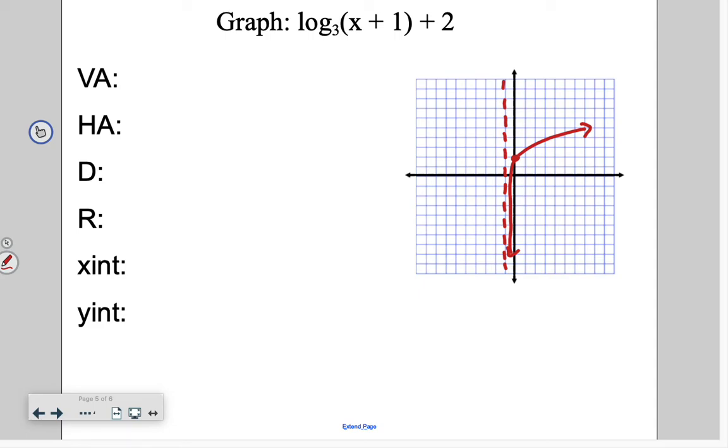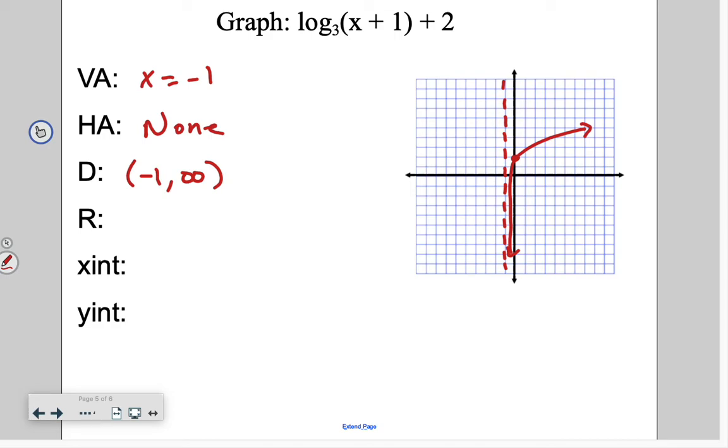All right, let's fill out the information that's going to go with it now. Vertical asymptote at x equals -1. Yep. Horizontal asymptote. We don't have one because it's logarithmic, not exponential. None. Domain. Everything to the right of -1. Okay? -1 to infinity.